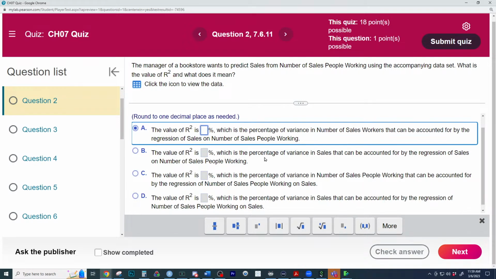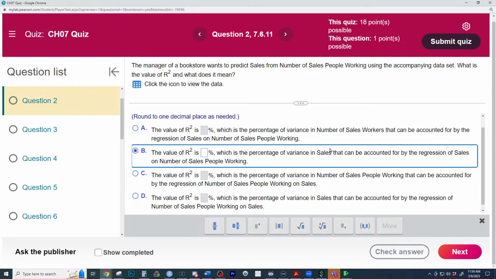Let's find out which answer works the best. Which is the percent of variation in number of sales workers? No, we want to look at the variation in sales, which is the percent of variation in sales that can be accounted for by the regression on sales. We regress Y on X. This is where I sometimes get this one wrong. I don't love their interpretations on this. The first part's great: percent of variation in sales that can be accounted for regressing number of salespeople working on sales. No, it should be this one.